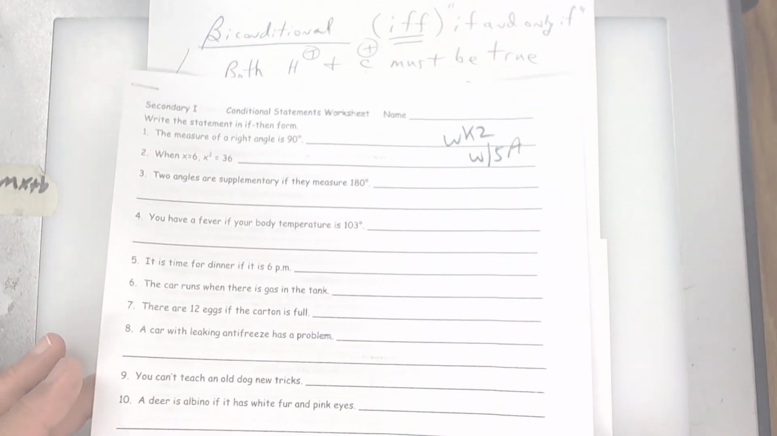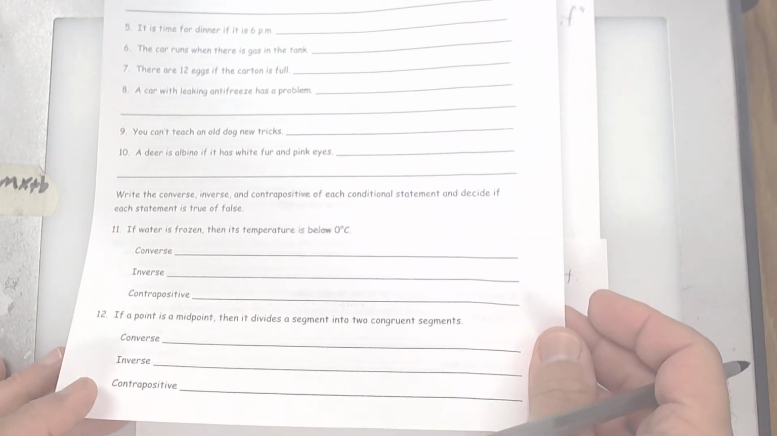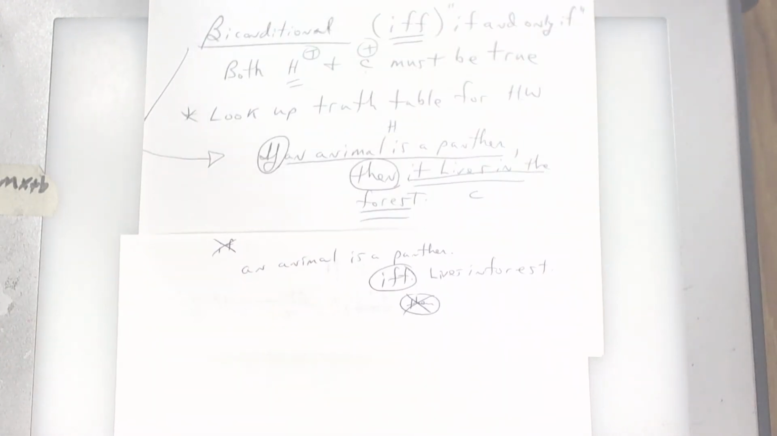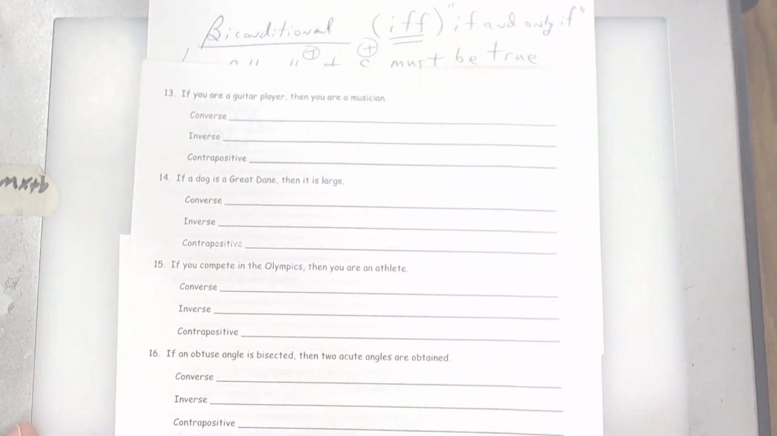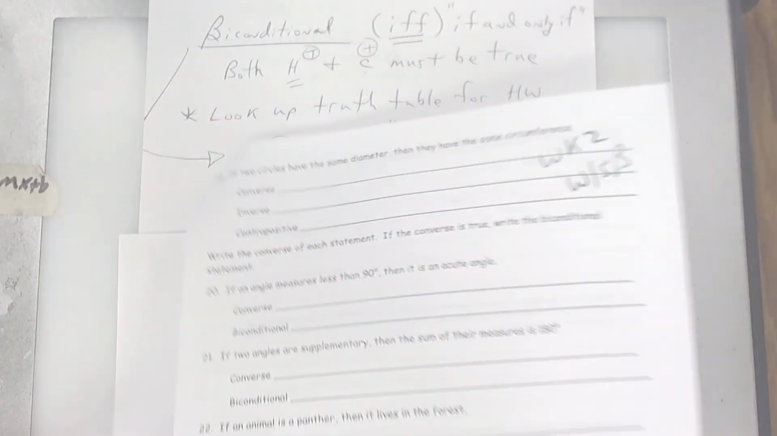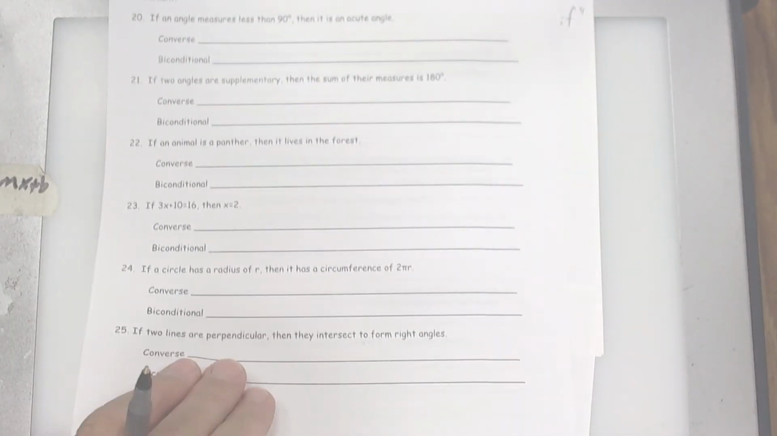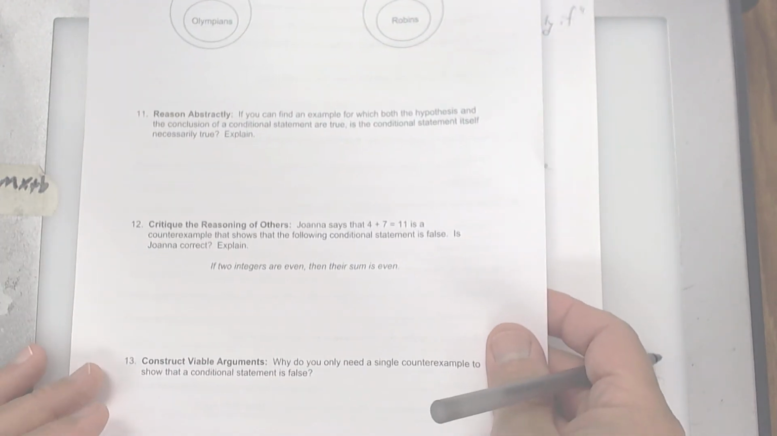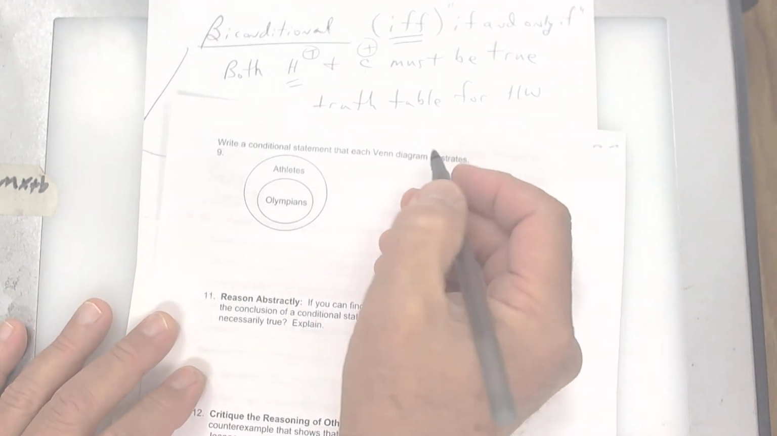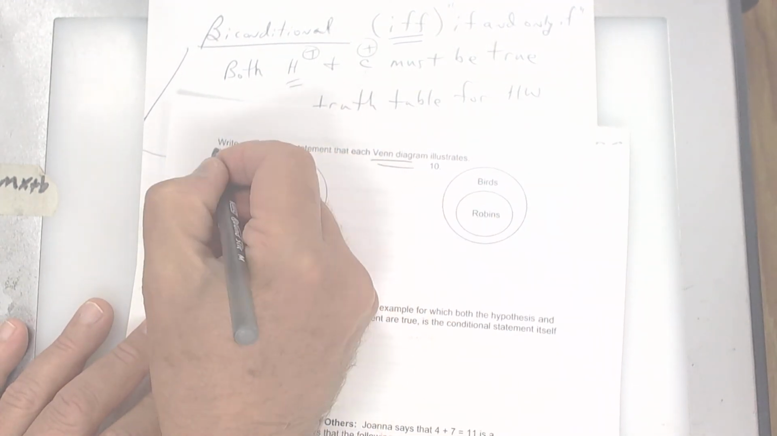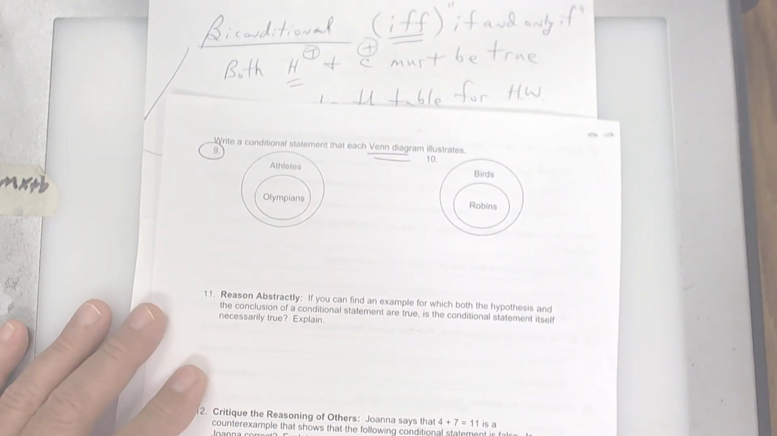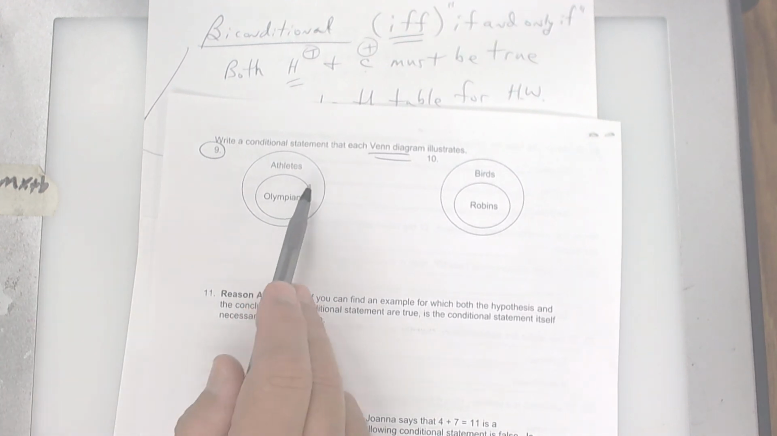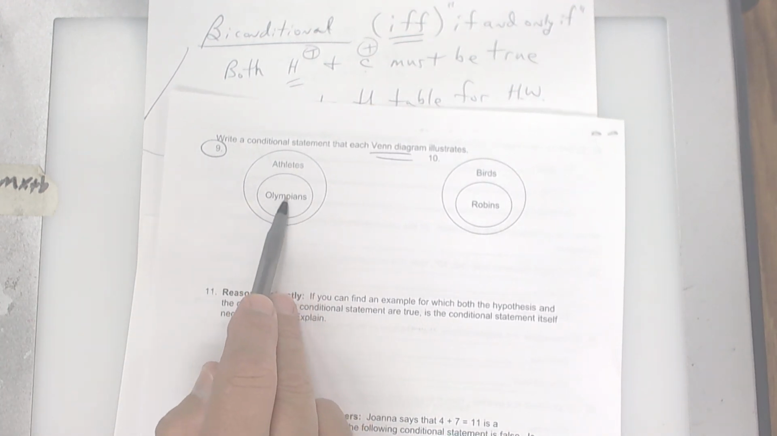Now I'm going to upload the worksheet, but just in case, I'm going to show it to you. This is what we're working on today. So you can pause the video and copy it if you have to. There's one more I need to show you. And it's right here. This is called a Venn diagram. So draw this number 9. Copy down number 9. And the way you do this is, you see how the Olympians is in the middle?